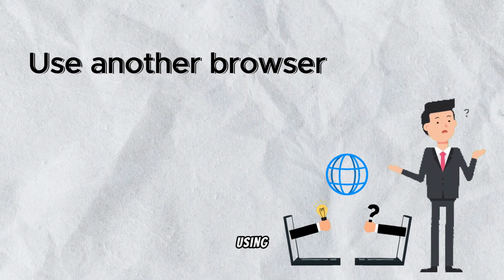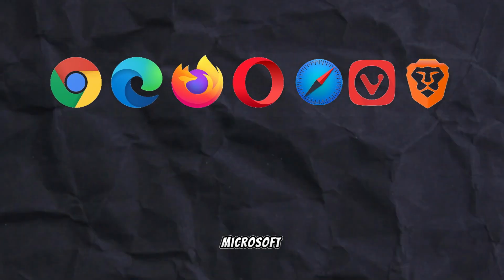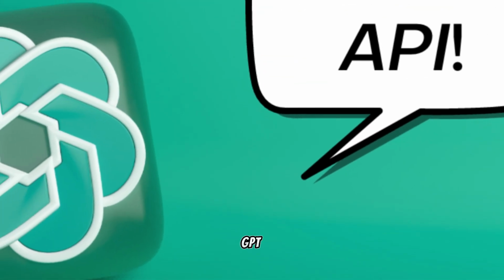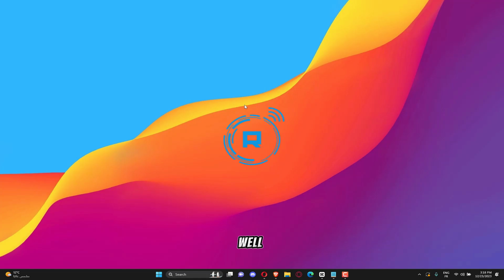You should consider using a different browser if you are having a problem with your regular default browser. Like, use the Bing Chat in Microsoft Edge. It uses the ChatGPT API. Check whether it is loading and you can run some queries there. If the GPT performs well, there is a problem with the older browser you were using.